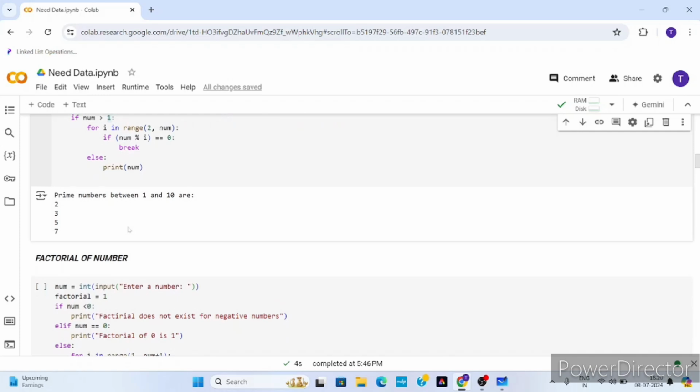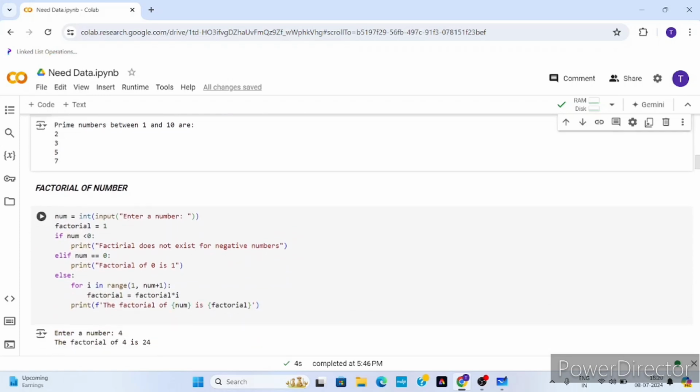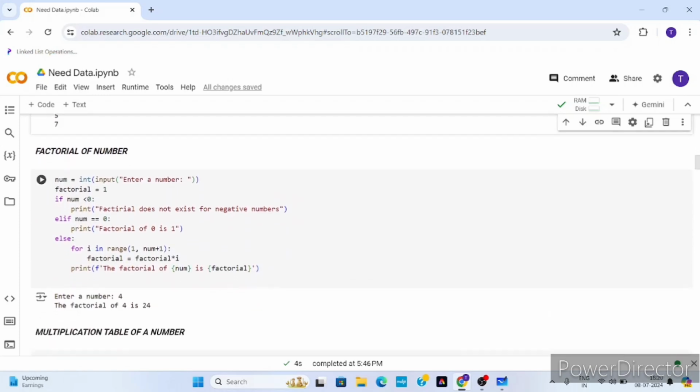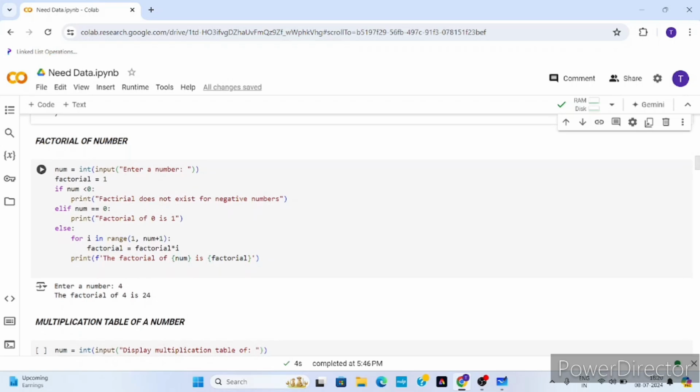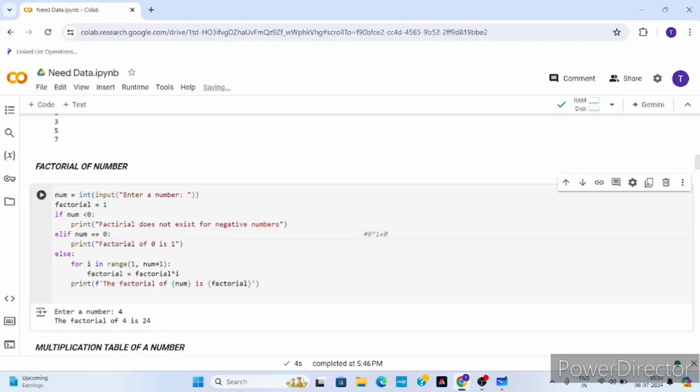Next, factorial. Here we want to calculate the factorial, and the value will be taken from the user as input, with the data type as an integer.